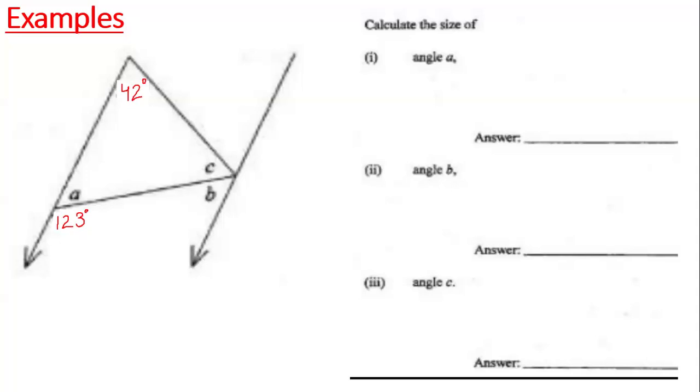Where is Elsha? Elsha, are you there? Where's Elsha? Elsha, can you hear me? Yes, sir. Okay, so Elsha, notice here that we have these two angles, they're on a straight line. Now, what do we know about angles on a straight line at a common point? They must add up to what?